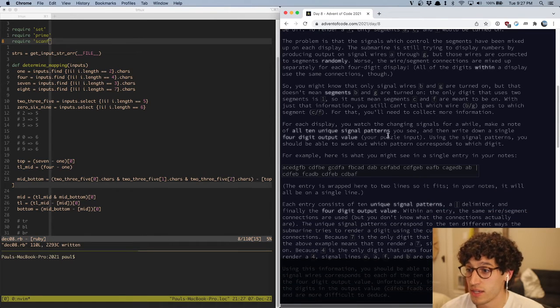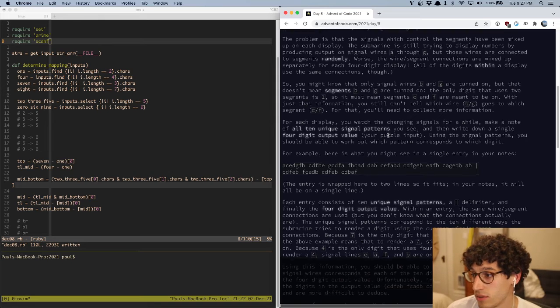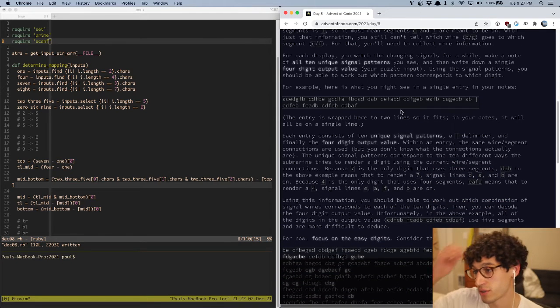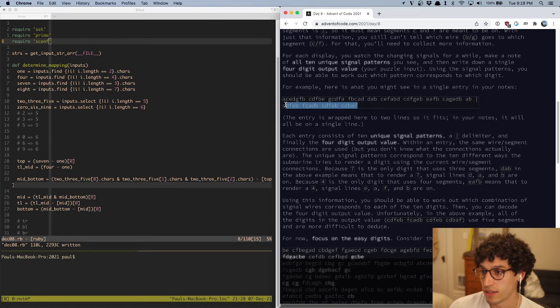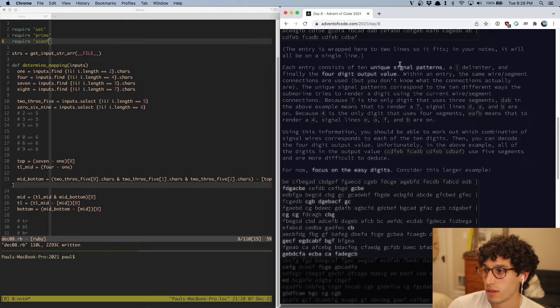For each display, I watch the changing signals for a while, and I make a note of the 10 unique patterns that I see, and then I write down a single 4-digit output value. Using the signal patterns, you should be able to work out which pattern corresponds to which digits. So the 10 unique values that we see are like 10 numbers, and then we see 4 more values after. Within an entry, the same mapping is used.